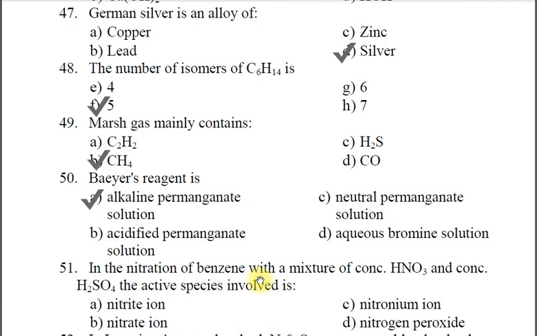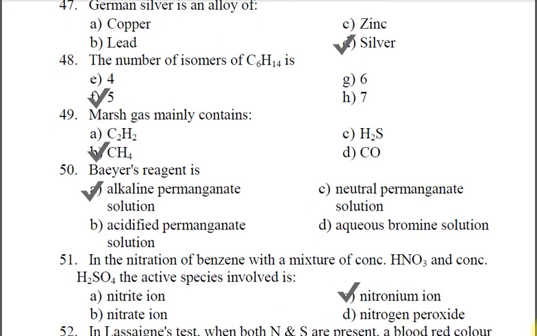Question number 51. In the nitration of benzene with a mixture of concentrated HNO3 and concentrated H2SO4, the active species involved is A. nitrite ion, B. nitrate ion, C. nitronium ion, D. nitrogen peroxide. And the correct answer is the option number C, which is the nitronium ion. Moving to the next question.